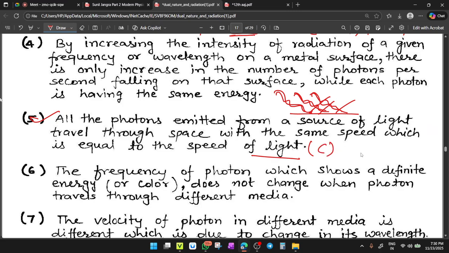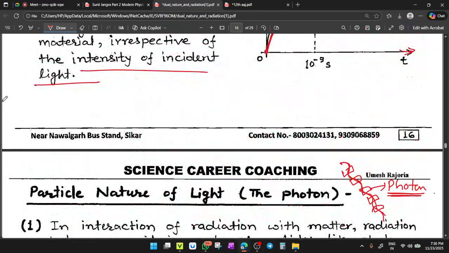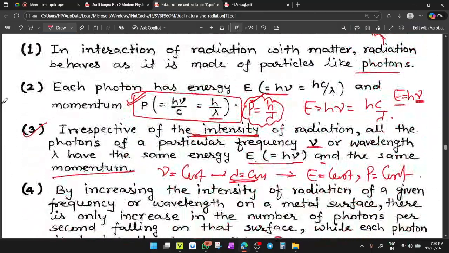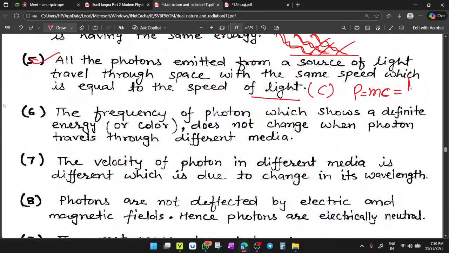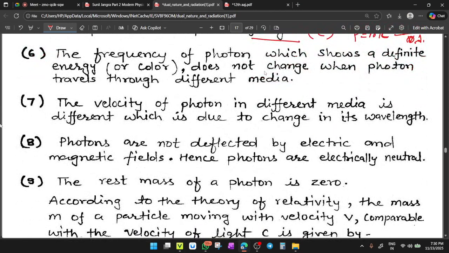Clear? So momentum of the photon P equals mass multiplied by C, and we will see this will be equal to M into C equals H upon lambda. Yes, we will derive this later on. Okay, it equals H upon lambda. The frequency of the photon, which shows a definite energy of color, does not change when the photon travels through different media. Yes, frequency is the property of the source. That's why I am saying it's the Aadhaar card of a signal. So frequency is independent because it is the property of the source. Clear? So it does not depend on the medium.